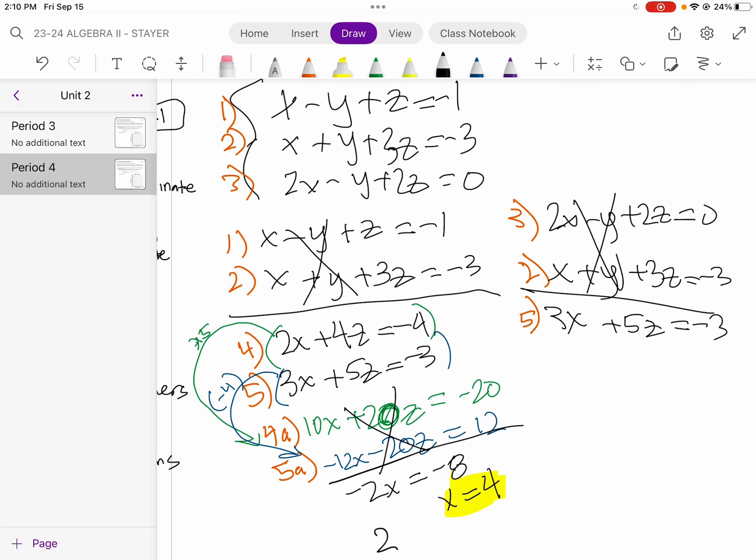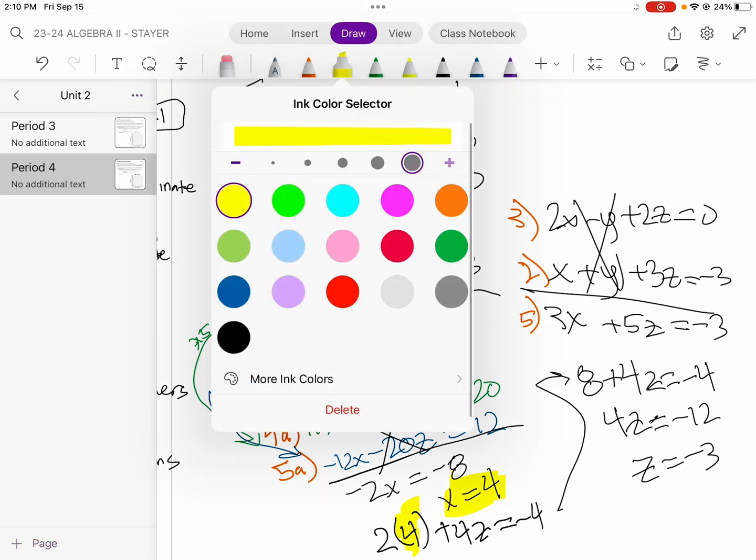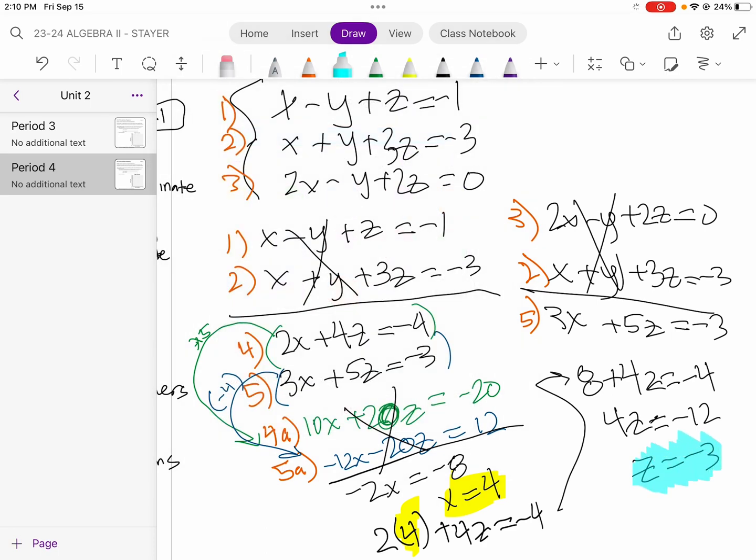2 times x plus 4z equals negative 4. 8 plus 4z equals negative 4. 4z equals negative 12. And z equals negative 3. Now I have 2 of the answers here.